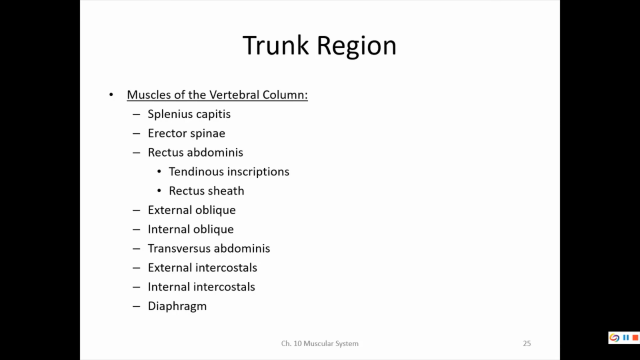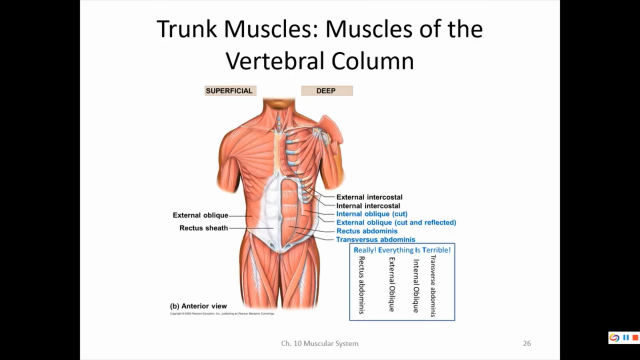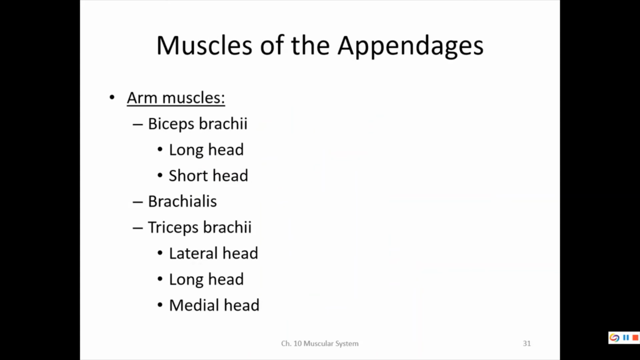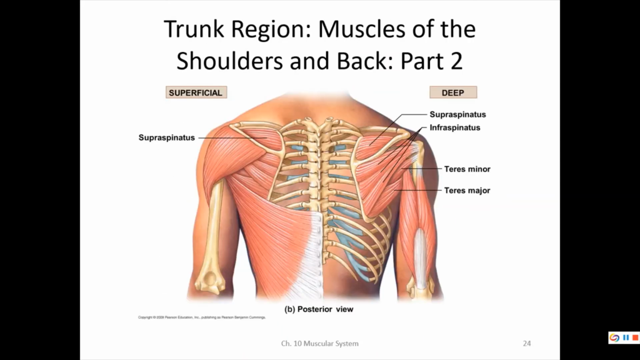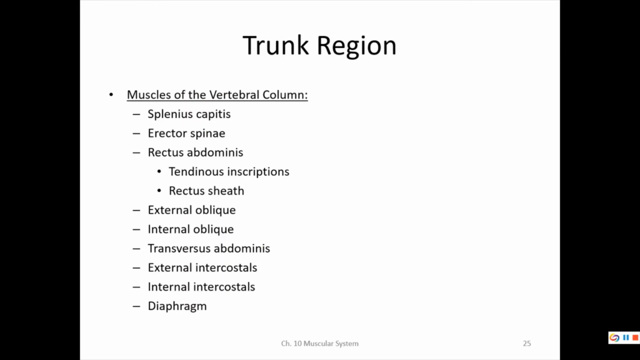Now we're going to go to the trunk, and this will be where we end today, our trunk region. Now, the trunk region, we're going to look at the splenius capitis, best seen diagrammatically at first, but I will use the head and neck model to show it. Erector spinae don't have very good models. We only have a diagram for that. Rectus abdominis, we have great models. We'll see the tendinous inscriptions in the rectus sheath. Now, the model I brought barely has the rectus sheath on it. The external oblique, the internal oblique, and transversus abdominis.